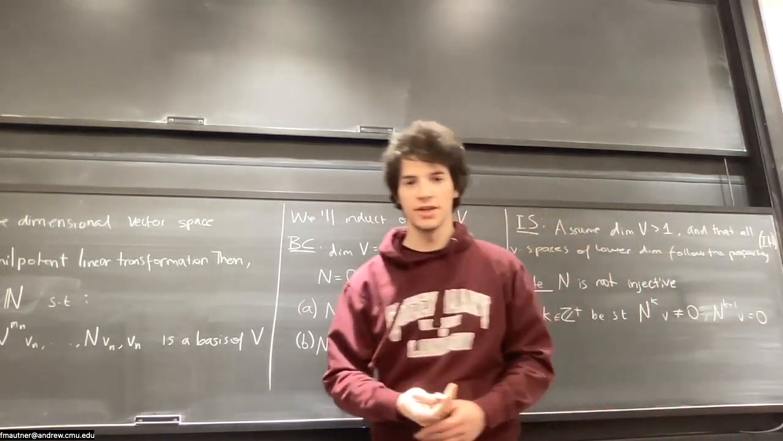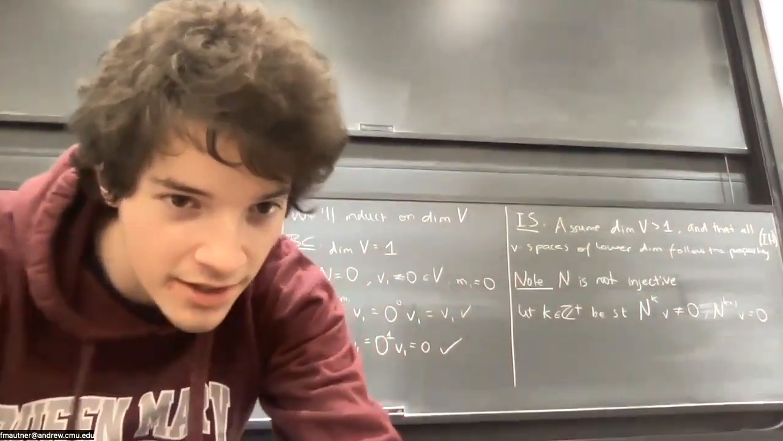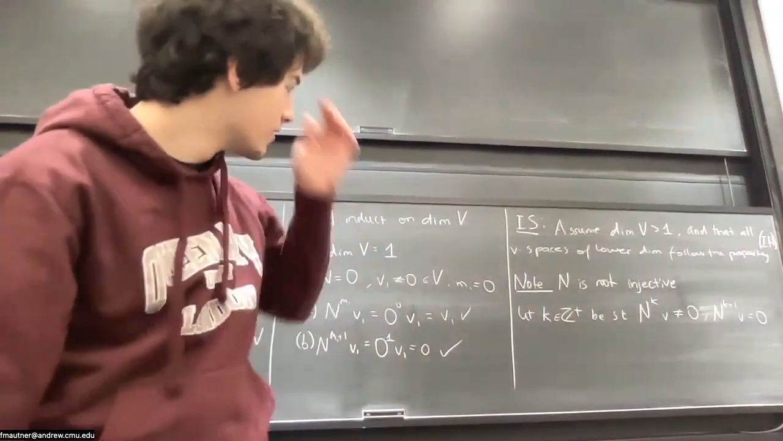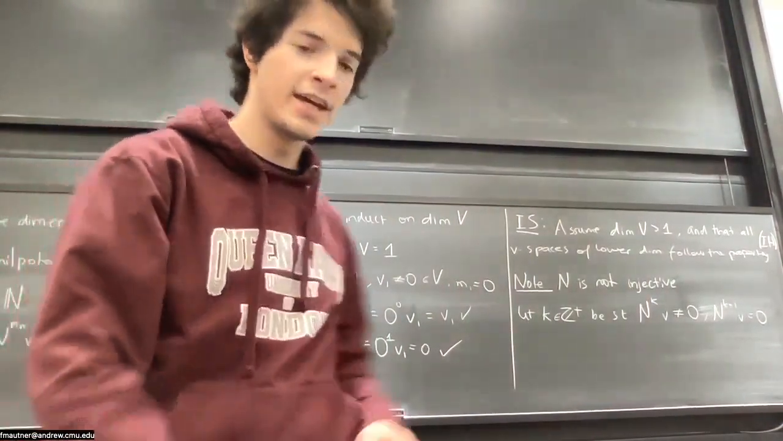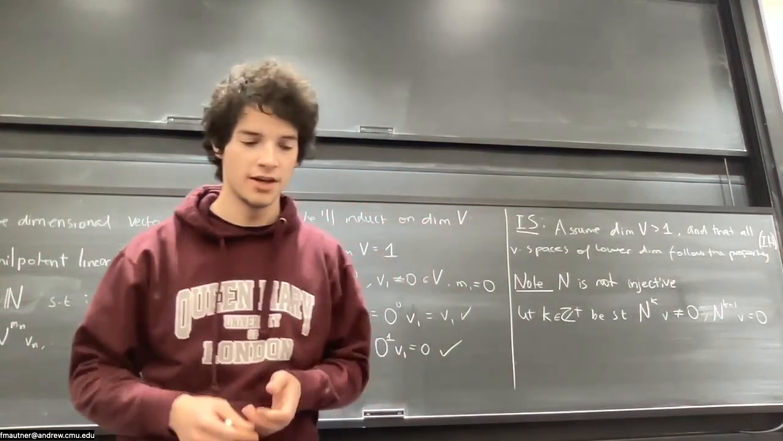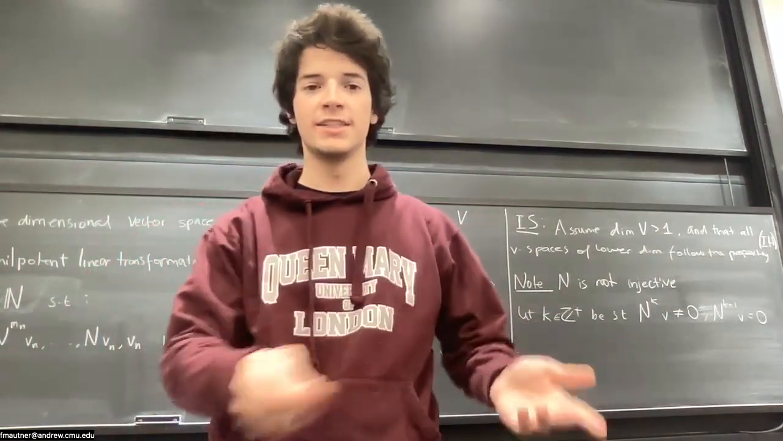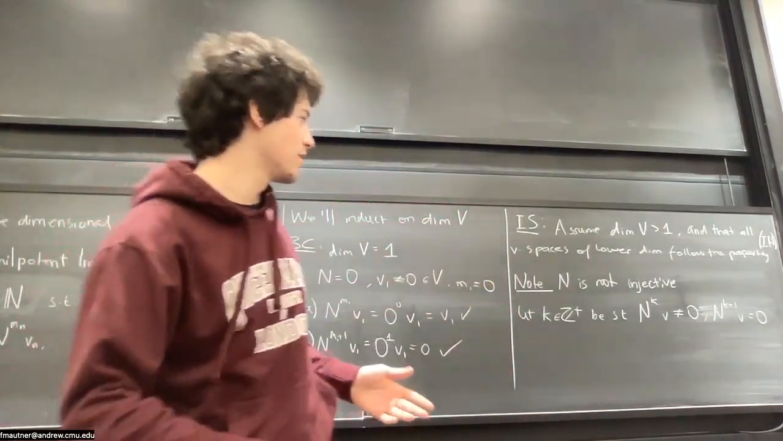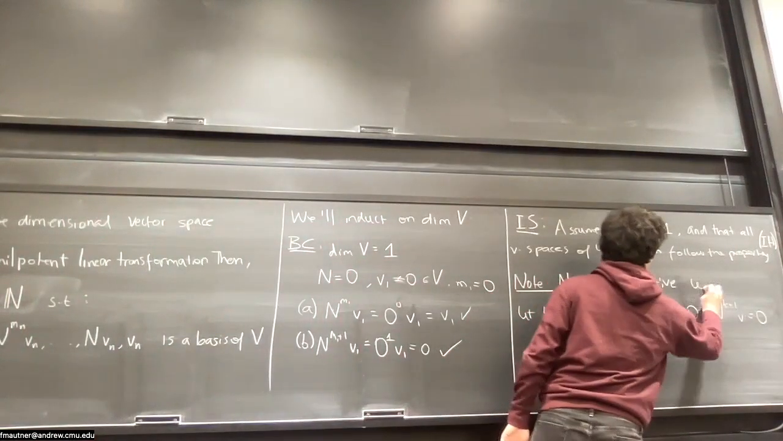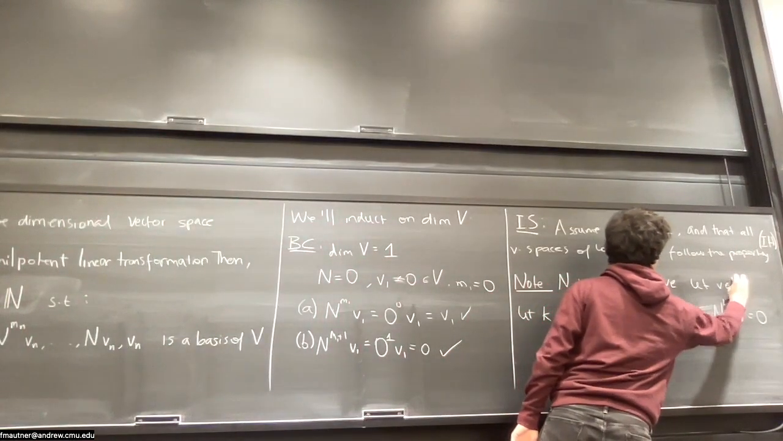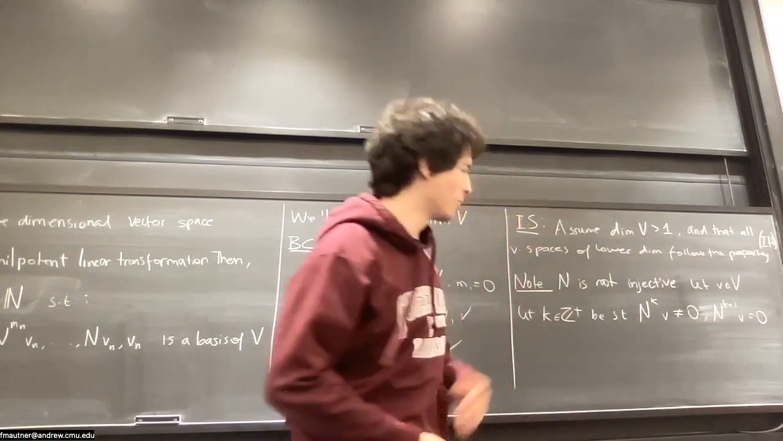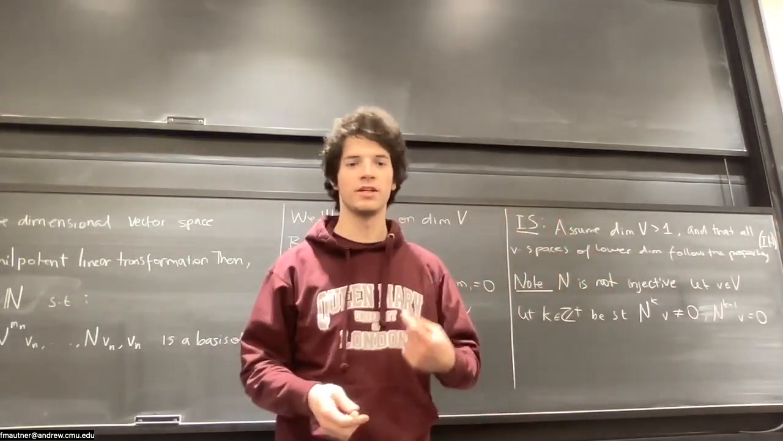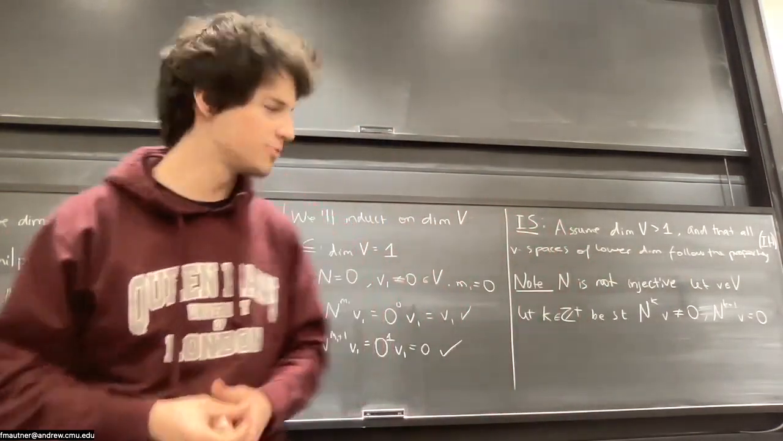In other words, what we're saying is that k is the smallest positive integer such that when we apply n k times to this vector v, we don't get 0. So then applying it just one more time, we get the 0 vector.